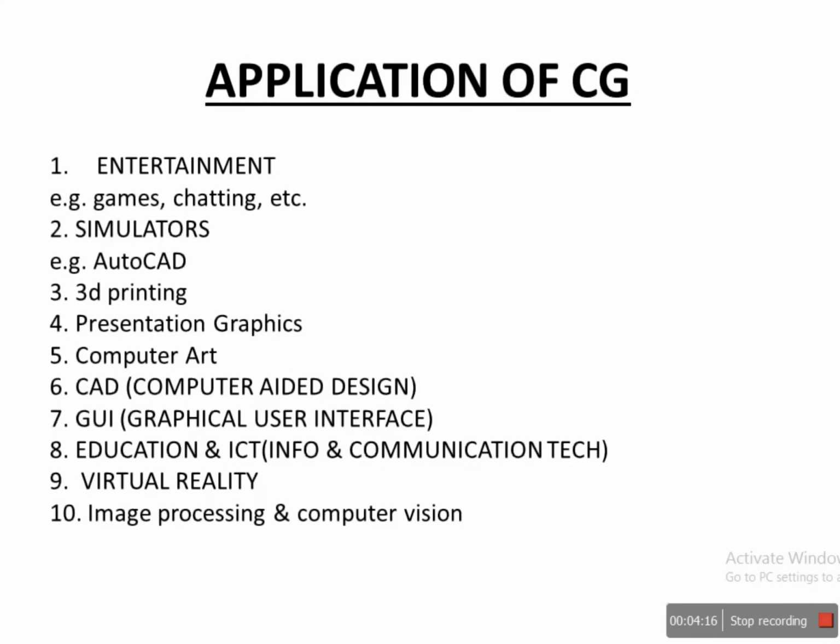Third is 3D printing. Now 3D printing is a new technology. So these are some of the latest applications of computer graphics. What is 3D printing? You are getting the image in your computer, you are taking a look at how it will be designed in 3D on your screen, and then you are actually printing it with the help of plastic or that kind of material with a printer.